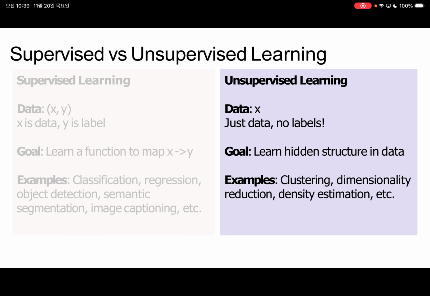We assume we have data and these are labeled Y, and then we just train a function to map X to Y. Of course, there is also unsupervised learning. The difference is that there's no label. We use just data without labels. And as there are no labels, we can't learn a function to map X to Y, right? So we learn a hidden structure in data, like clustering, dimensionality reduction, density estimation.